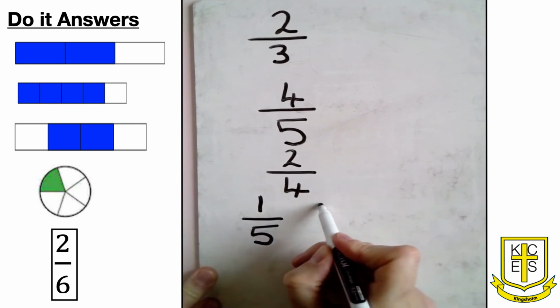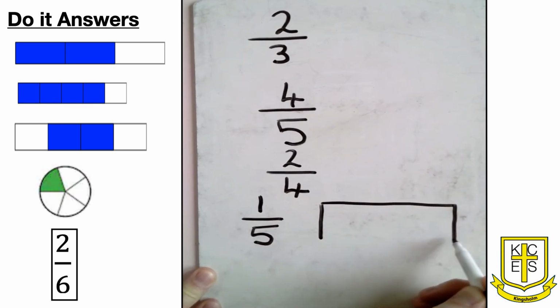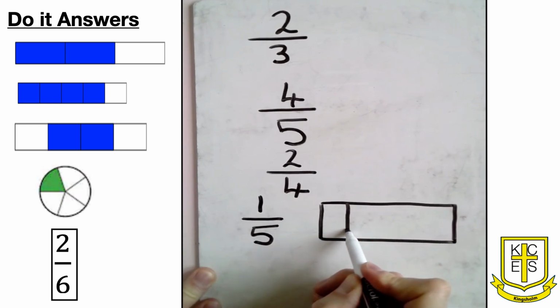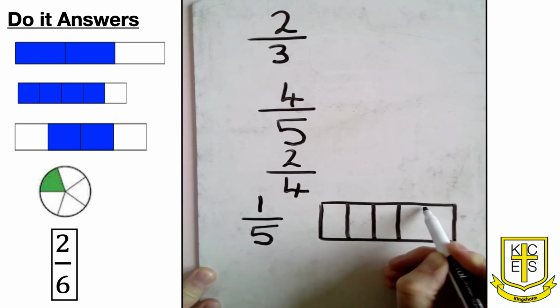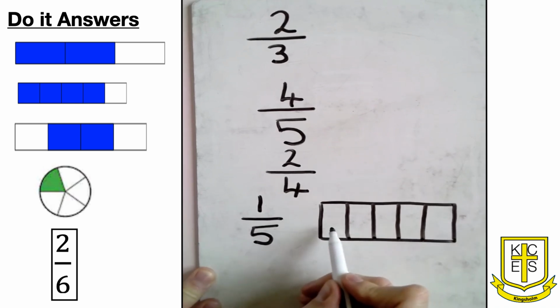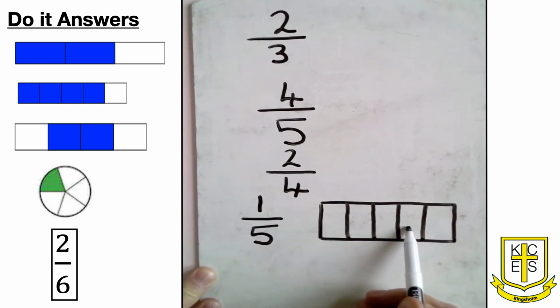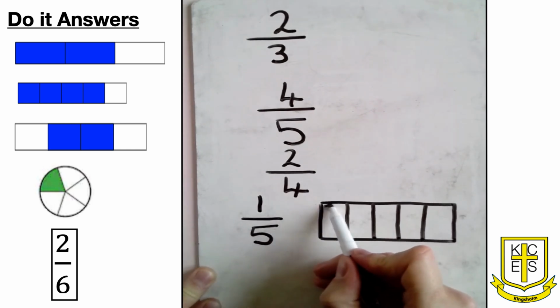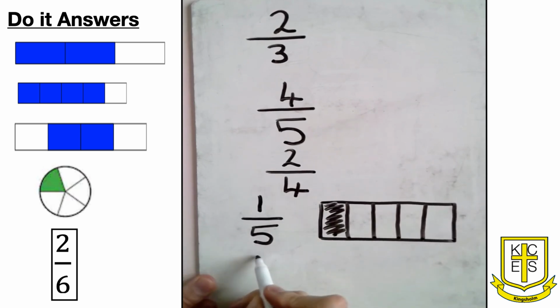Now I'm going to draw this also as a bar, because it's better to work with the bars, and you'll see why it's better to work with the bars as we go further through our fractions. So there's my bar. My whole has been divided into 5 equal parts, 1, 2, 3, 4, 5, and I've got 1 of those parts.